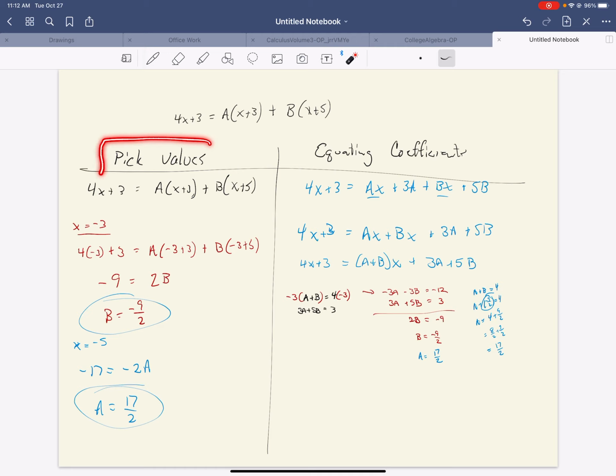So this problem would be a pick value problem. The reason is because clearly there's a value that will wipe this out, and clearly there is a value that will wipe that out. And so because there is a right in my face, a -3 will wipe that and a -5 will wipe that. Because I can see that clearly, I will use the pick values for this problem.